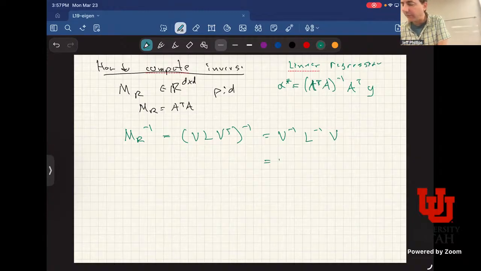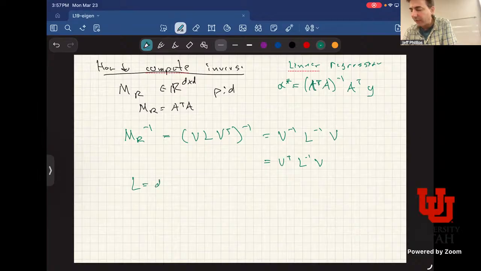The inverse of V is just V transpose. A transpose is an operation I know how to do. So I just need V transpose L inverse V. Transpose is just a change of the position of things, so this I know the algorithm for.